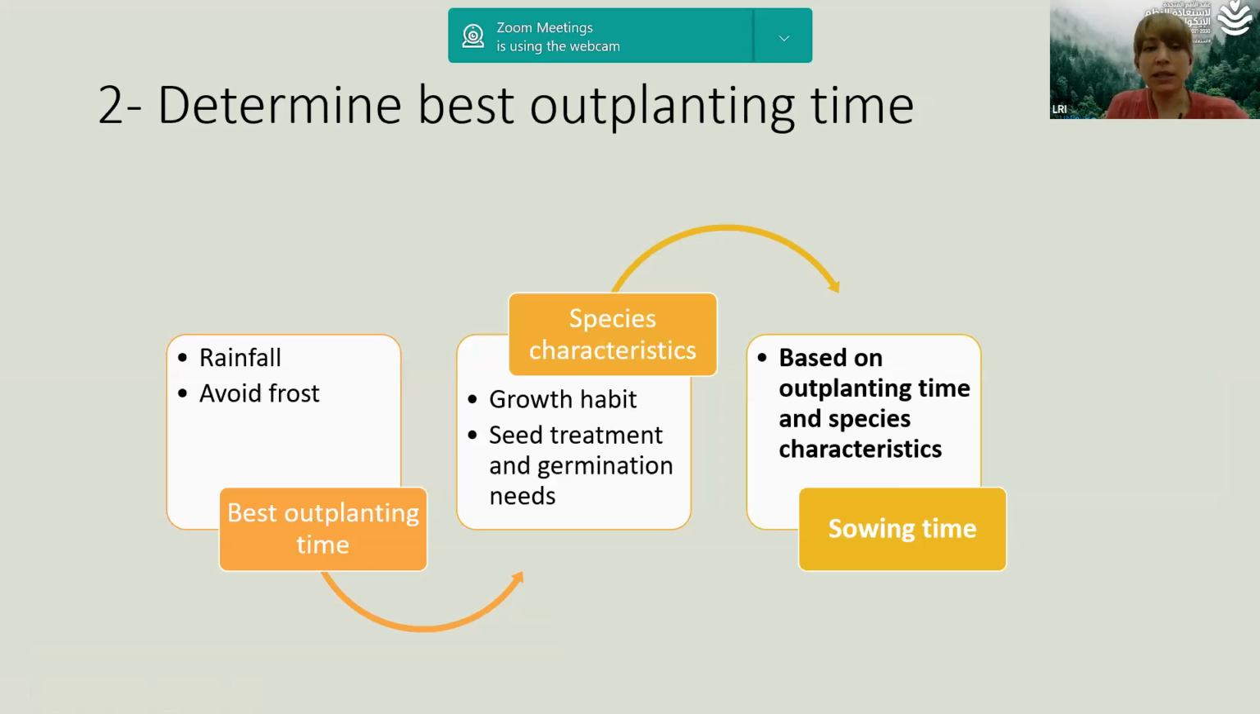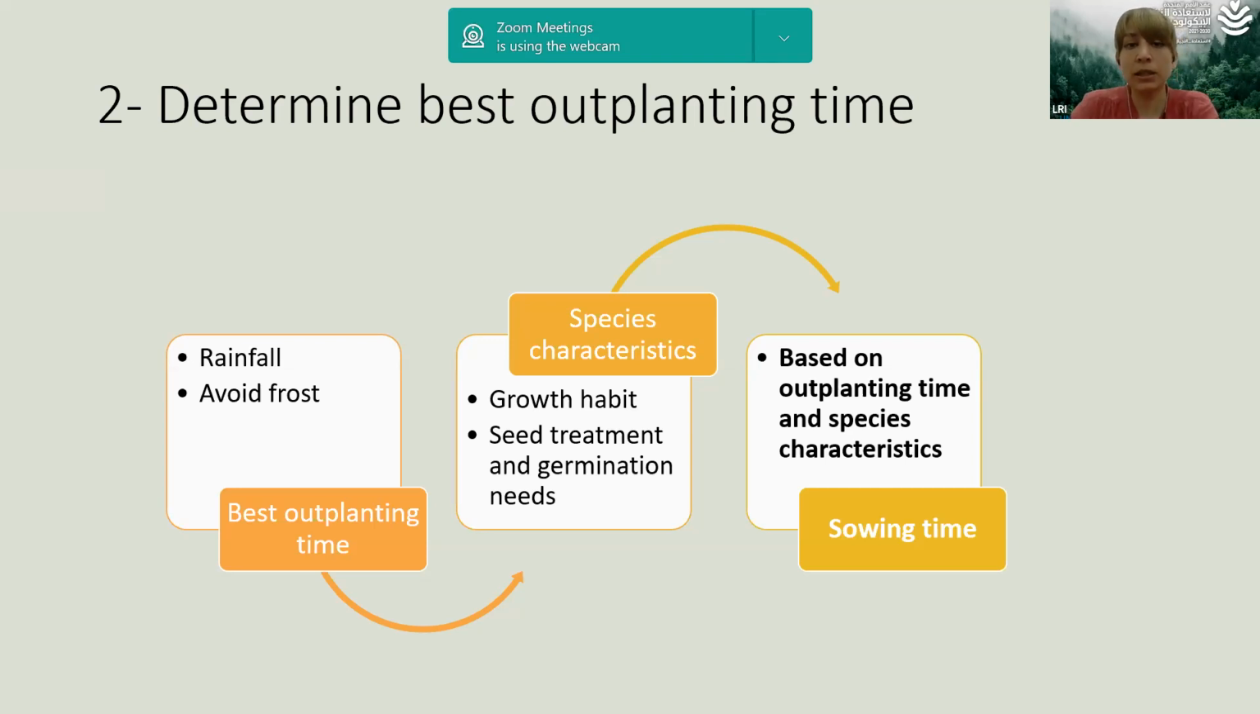The second one is to determine the best outplanting time. Once we select the best outplanting time, we can then identify the best sowing time at the nursery. As we know, the outplanting time is based on rainfall and avoiding frost, and taking into consideration the species characteristics, which is growth habit, if they're fast growing or slow growing, and the seed treatment and germination needs of that species. We can then identify the best sowing time at the nursery.